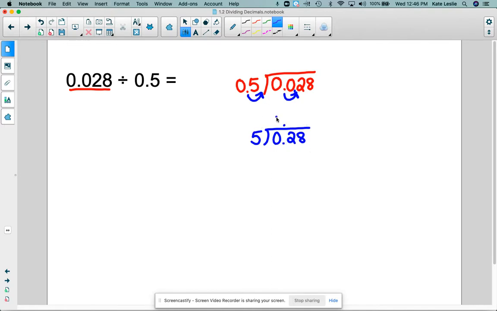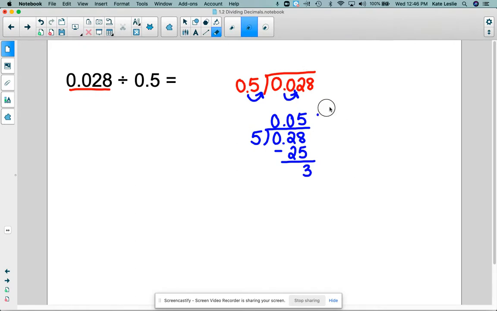5 fits into 0 times. 5 fits into 2, still 0 times because 2 is too small. 5 fits into 28, 5 whole times. 5 times 5 is 25. When we subtract, I get 3. When I check, 3 is less than 5, so I'm happy. However, I have a remainder of 3 and I don't have anything else to bring down. We do not leave this as a remainder 3. We don't do that, okay?